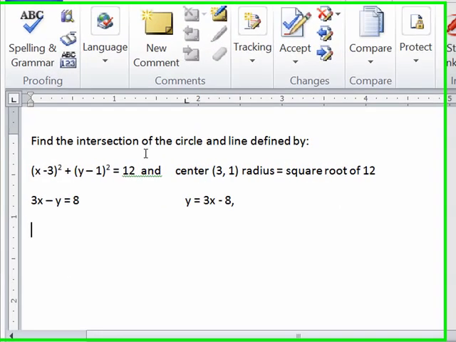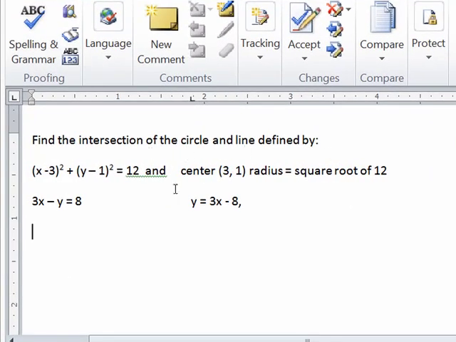Okay, we want to find the intersection of the circle and line defined by this equation: (x − 3)² + (y − 1)² = 12, and 3x − y = 8. Notice that the center of the circle is at (3, 1), and the radius is the square root of 12.